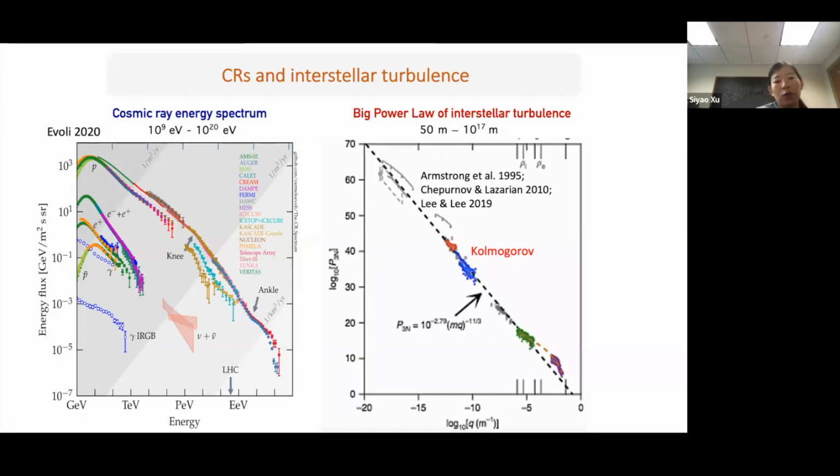For example, for GeV cosmic rays in the typical interstellar magnetic field of a few microgauss, their gyroradius is about a few solar radii. But if we move to higher energy cosmic rays, let's say PeV cosmic rays, then their gyroradius in the diffuse interstellar medium is about a few parsecs. Okay, so this is for cosmic rays.